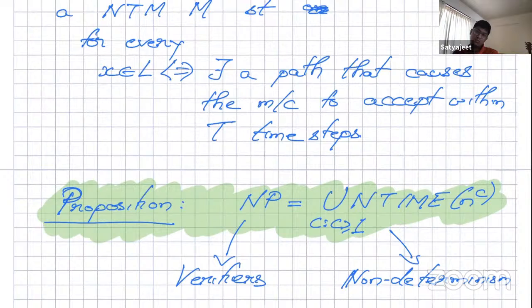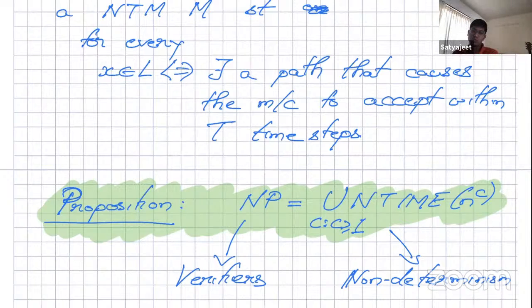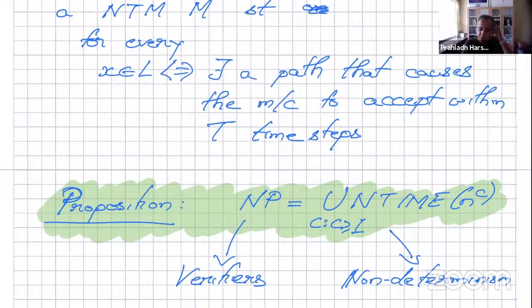Give me any language in NP. That is, there is a verifier. I want to say that there is a non-deterministic Turing machine that accepts it. There is no path right now. It's just a verifier and the witness which was given for the verifier. You can use it as a path in some way. So what you're going to do is come up with a machine where you have only one transition function corresponding to M.